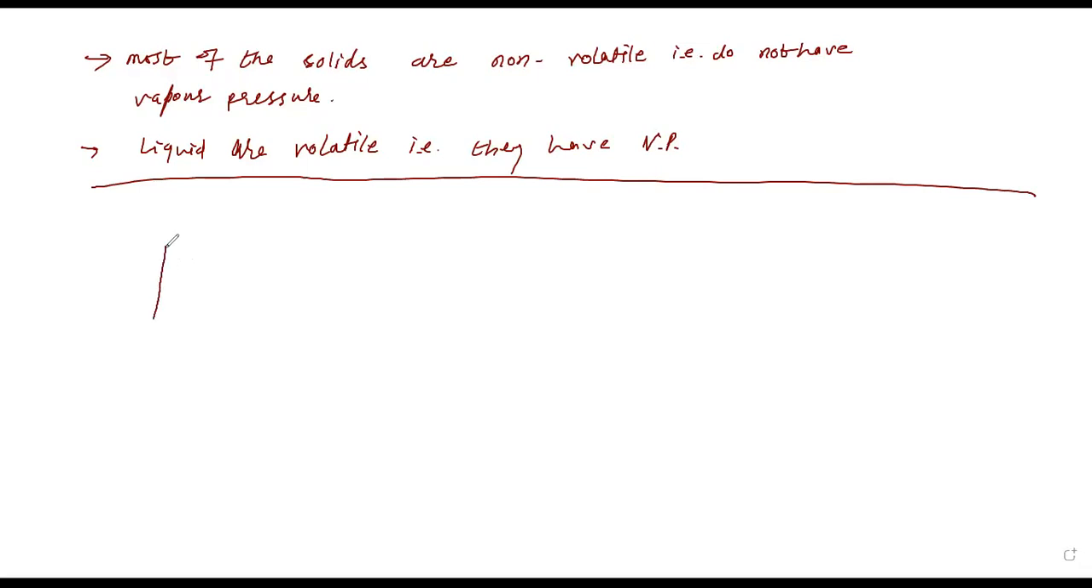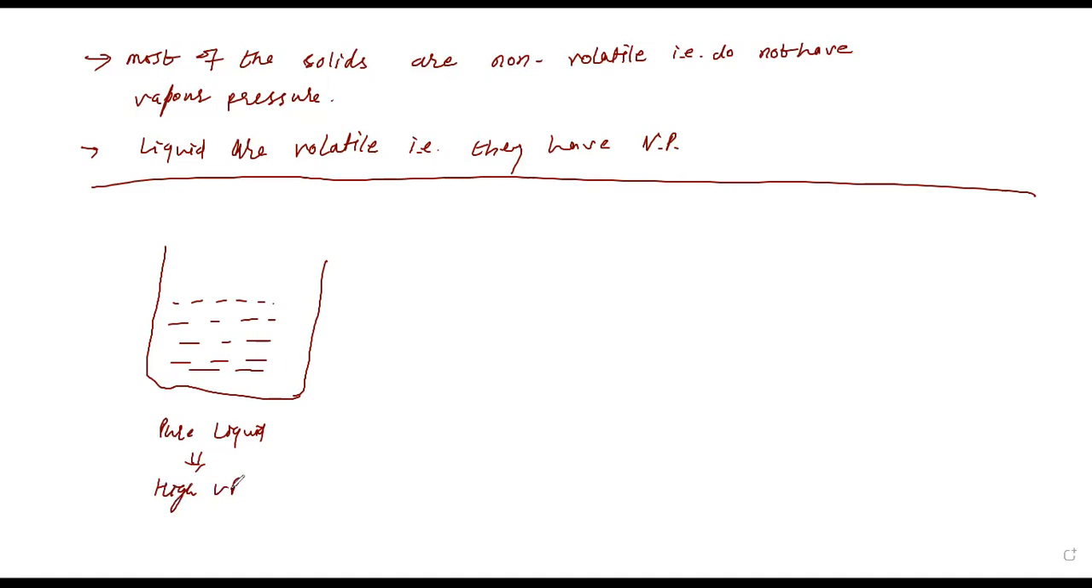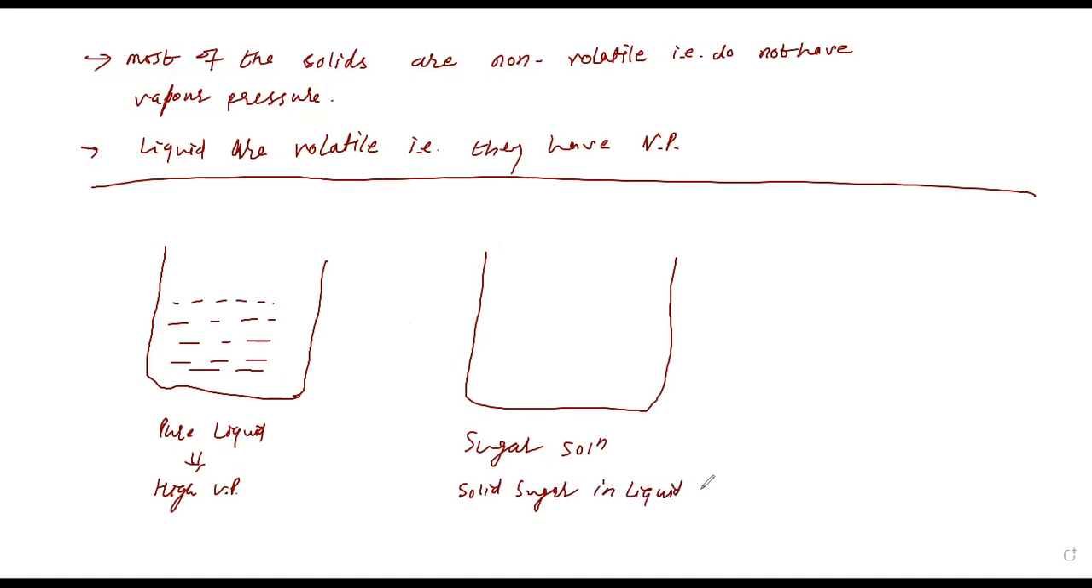Now, what we are talking about here is the pure liquid. This is the pure liquid A. Pure liquid means it is having high vapor pressure. Now, I am taking another one, a sugar solution. Sugar solution means solid sugar in liquid water.